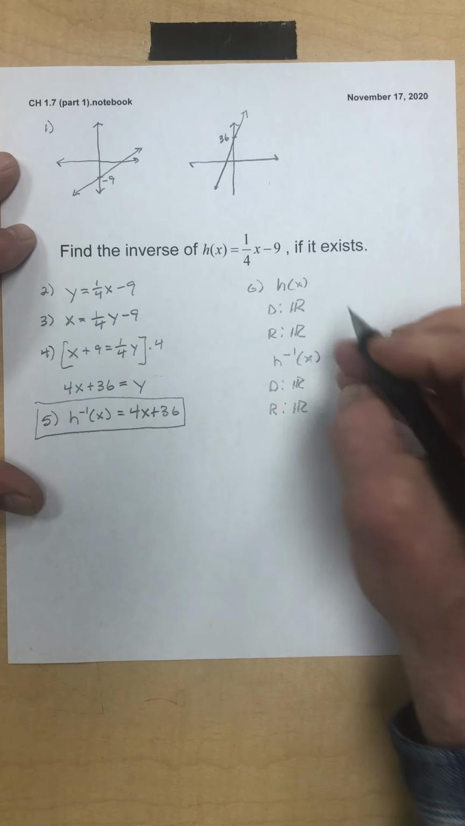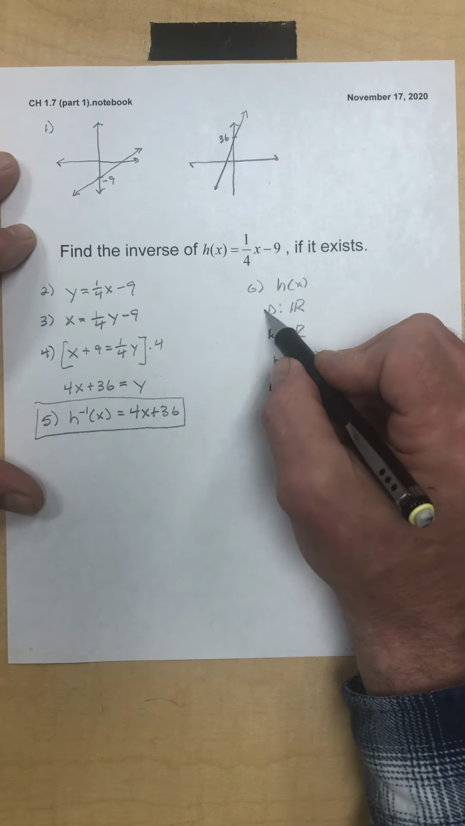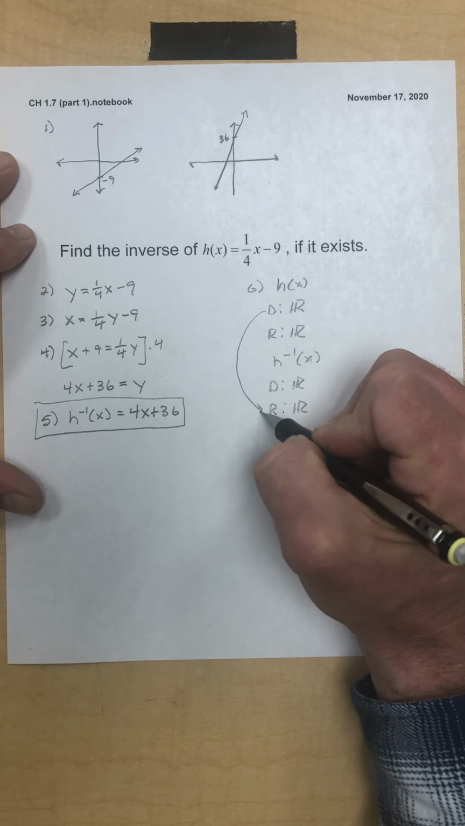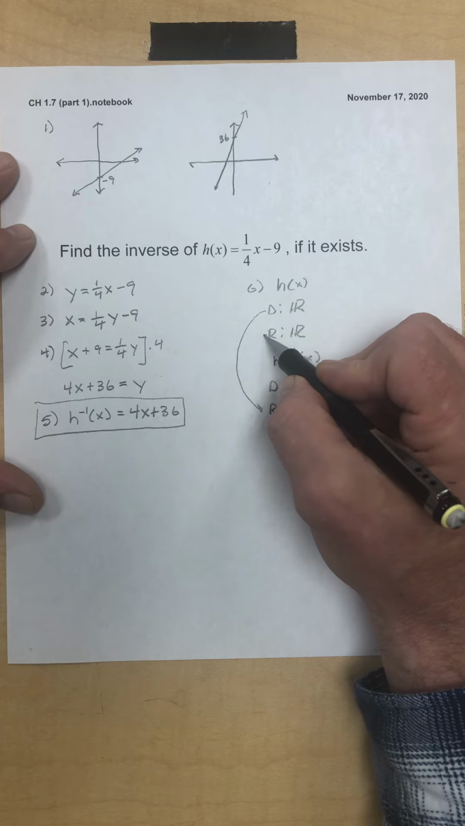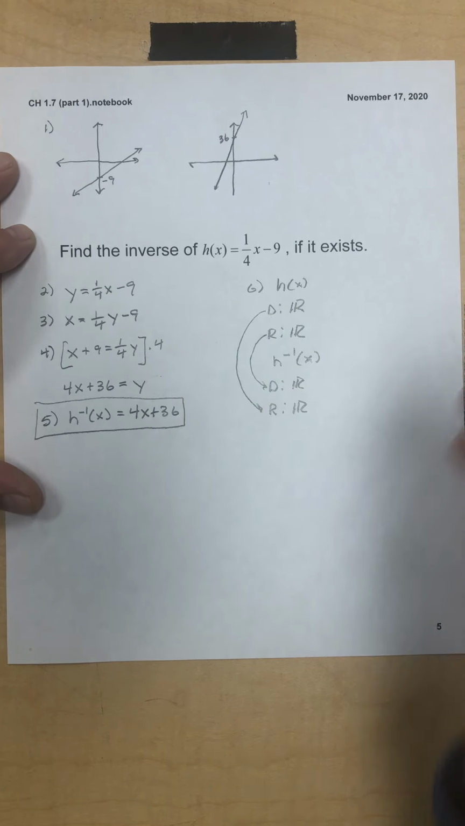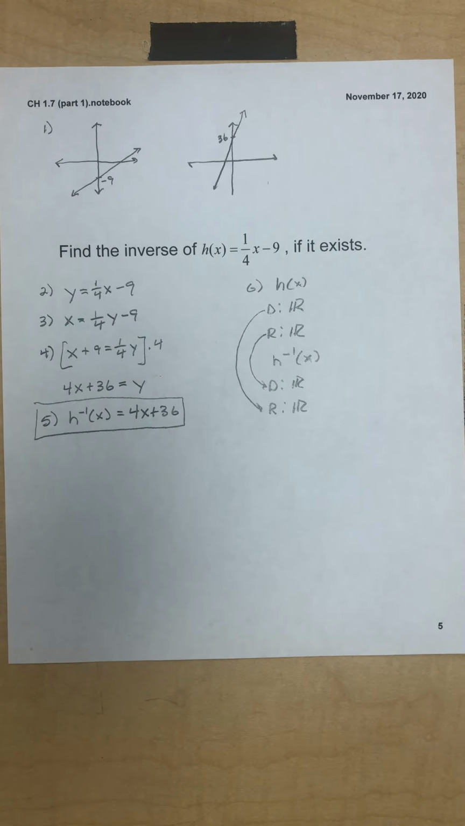So again, the domain of the original function becomes the range of the inverse function, and the range of the original function becomes the domain of the inverse function. So everything works out nice and clean. And that's going to happen with increasing and decreasing lines all the time. It works all the time.